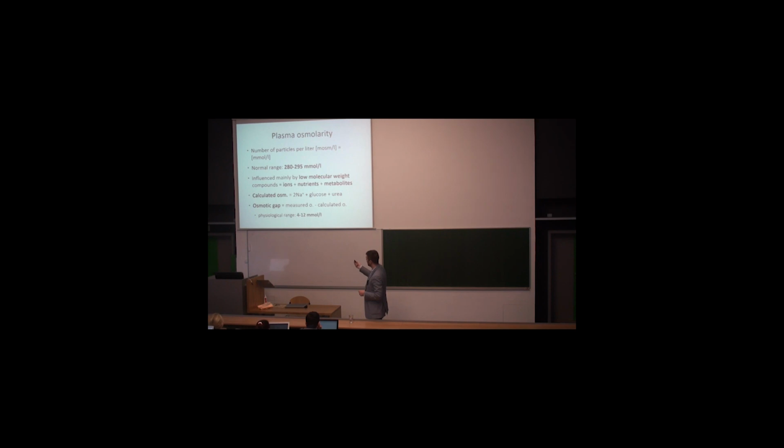If you do not remember this value, you can still try to estimate it, or you can try to calculate it. To do the estimation, you can use this simple formula, which utilizes the fact that the plasma osmolarity is typically determined by low molecular weight compounds. That means by ions, nutrients, and metabolites. So if you take the main representative from each of these groups, you can have an estimation, or calculation, of the osmolarity. But of course, not everything is inside the formula, so it will be lower than the actual one.